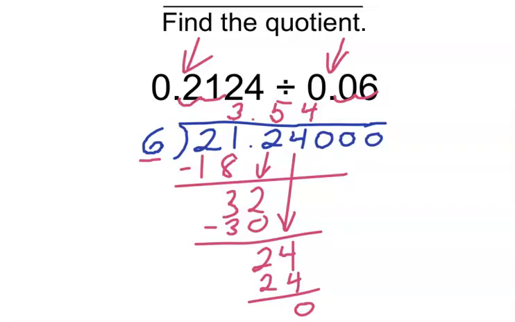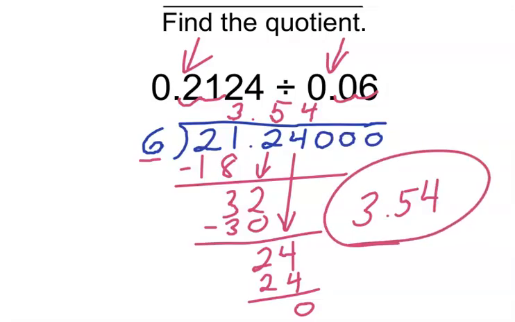We just bring the decimal up, so the answer is 3.54. All right, so if you divide those two numbers, you get 3.54, and that's our answer for that problem.